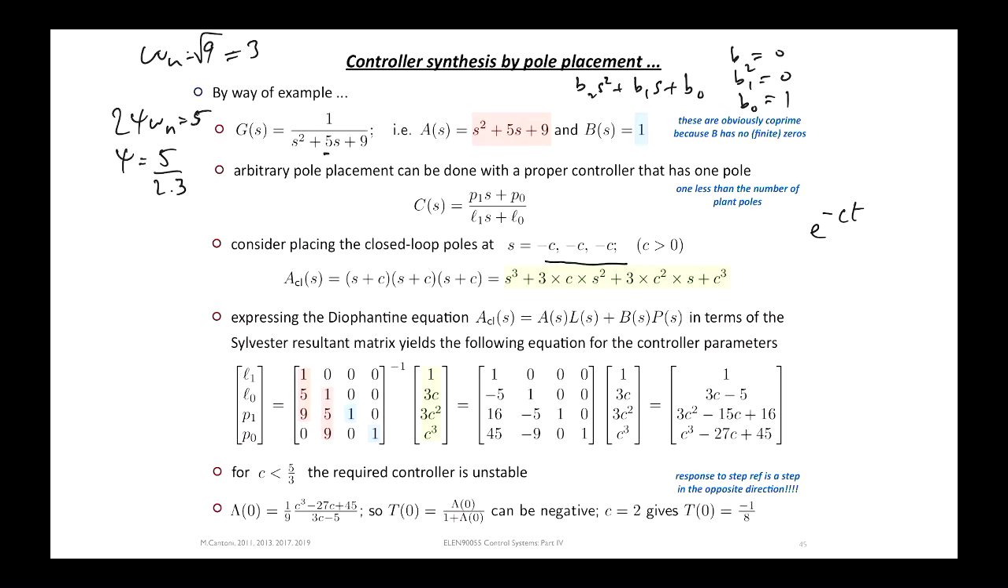So this is why you have to be careful when applying this method, because we're just focusing all our attention on where the poles are. But that's not the whole story, as we know. Okay.